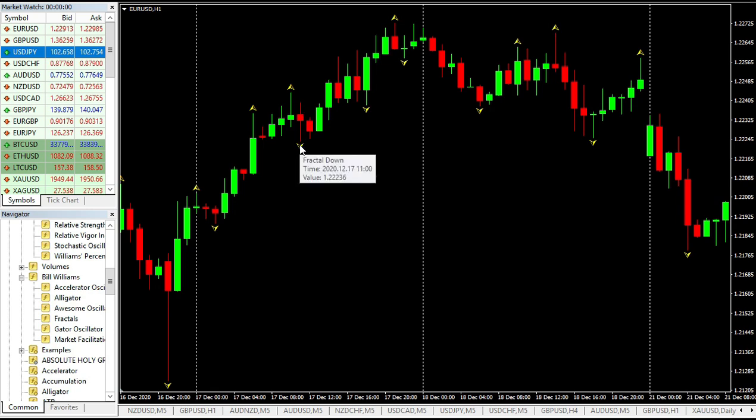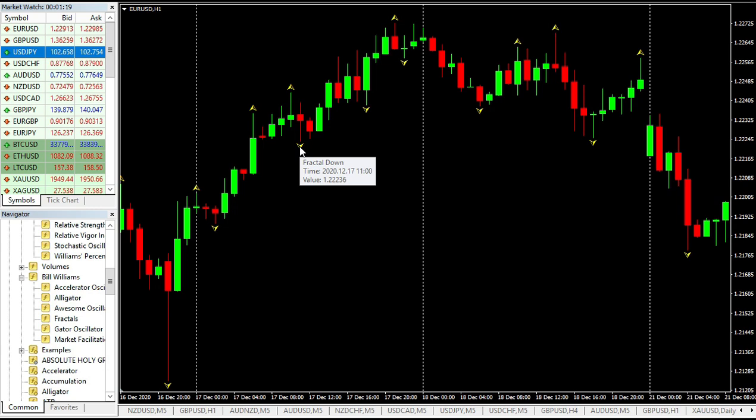Now if you look here, this is the down fractal. Now to have the down fractal, you should have two candles on the left hand side with higher lows, and two candles on the right hand side with higher lows. Now on the left, these are the two candles, they have a higher low than this low. On the right, these two candles have a higher low than this low. So this becomes a low fractal down. So that's fractal up and fractal down.